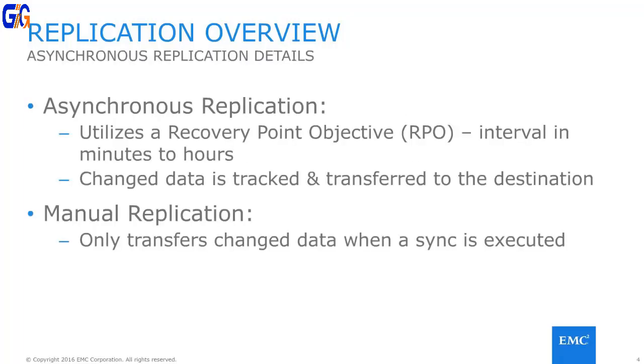Asynchronous replication sets an interval on the order of minutes to hours, known as the recovery point objective, or RPO, tracks the change data over that RPO interval, and transfers only the modified data to the destination site. There is also the option to configure a manual replication session, where data is only sent to the destination when the user runs a sync.